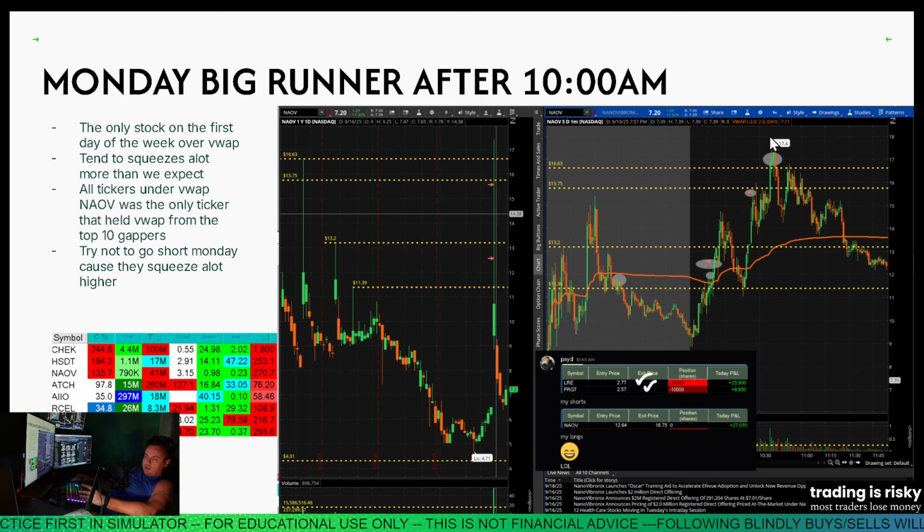Like I say, try not to short the only ticker that holds VWAP on Monday, because it was the only ticker. Try not to short the first day of the week because that's usually the strongest.